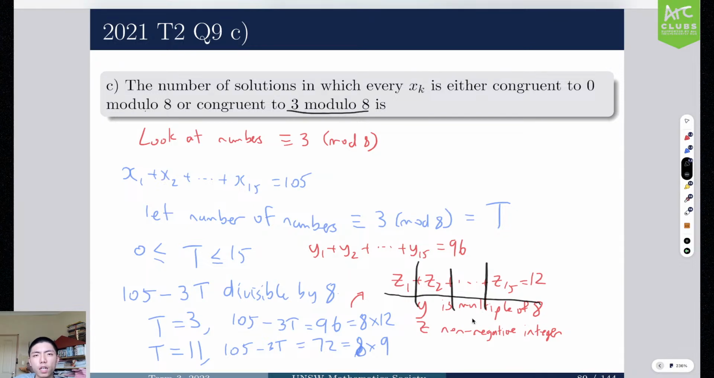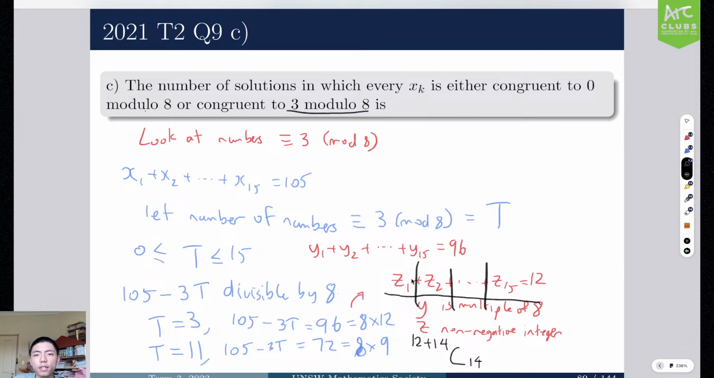So if there are 15 terms here, there would be 14 gaps in the middle, so there would be 14 dividers in between each of them. If there are 12 units that we want to spread over the 14 dividers, then there would be a total of this amount of things that we need to arrange, and we are looking for the 14 positions that we can put the dividers in. So this is purely just to put the dividers in right now.